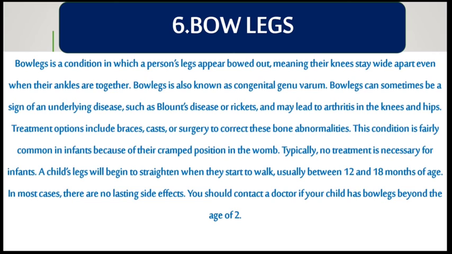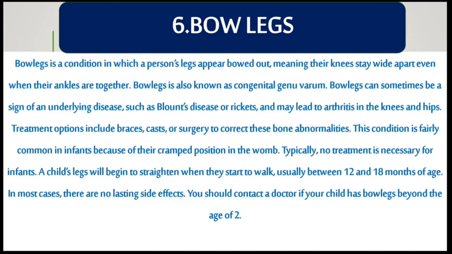Typically no treatment is necessary in this case. A child's legs will begin to straighten when they start walking, usually between 12 and 18 months of age. In most cases there are no lasting side effects. You should contact your doctor if your child has bow legs beyond the age of 2. Okay, so this is about the bow legs.